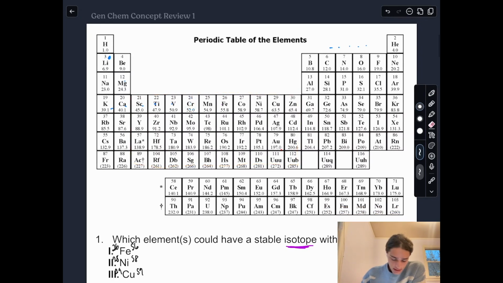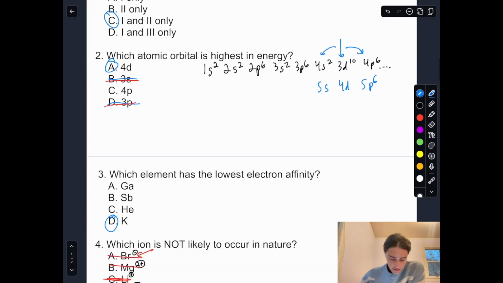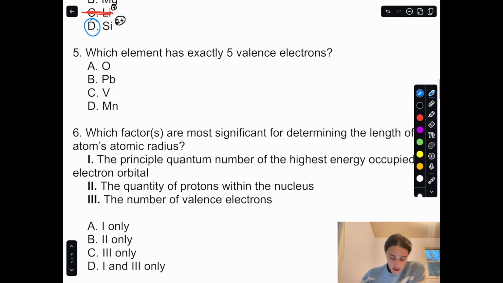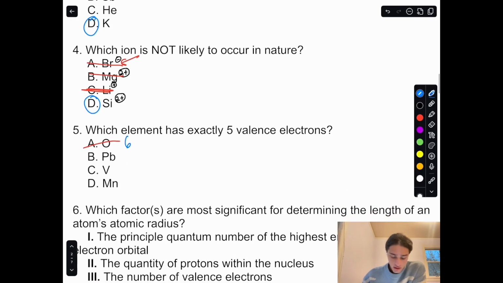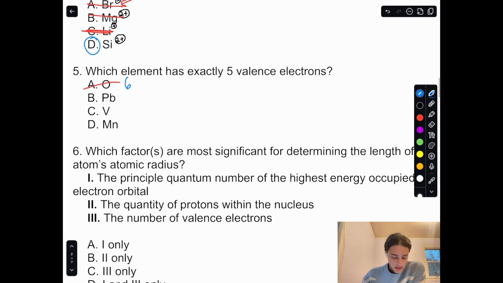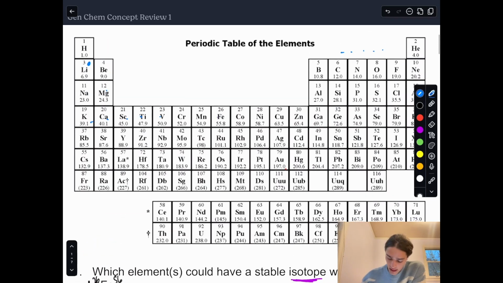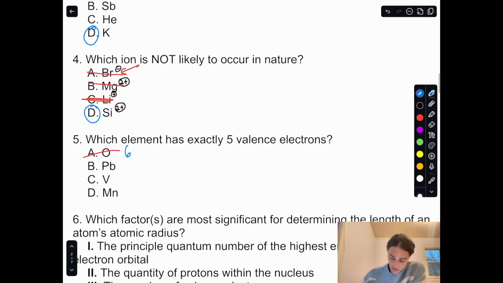And let's check out our answer choices. Oxygen is group 6, so it has 6 valence electrons. That's wrong. Sorry, oxygen is 6A, I should mention. Lead, I think, is 4A. Yep, it is. Same as carbon. So that has 4 valence. That's wrong.